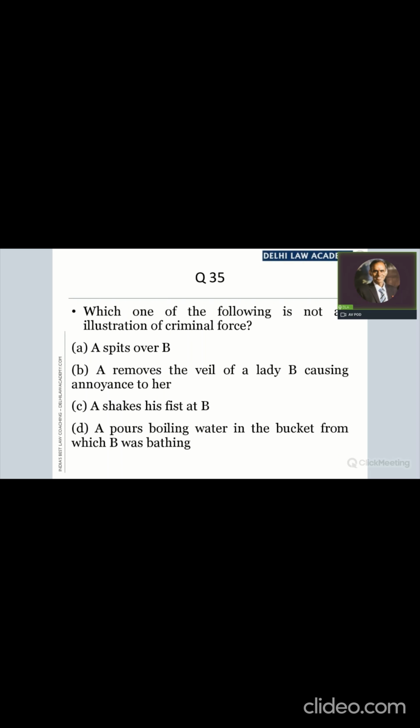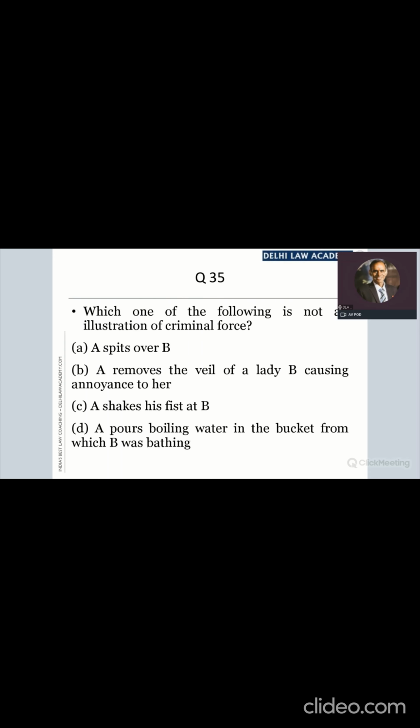Second option, A removes the wheel of a lady, B causing annoyance to her. So here also the motion is to a substance and that substance is in contact with B. Third option, A shakes his fist at B. In this case, there is no motion to B, but there is a motion to a substance. What is the substance? His own body, his own fist. But is the fist coming in contact with B? Since this is not coming in contact with B, this will not amount to use of force at B.